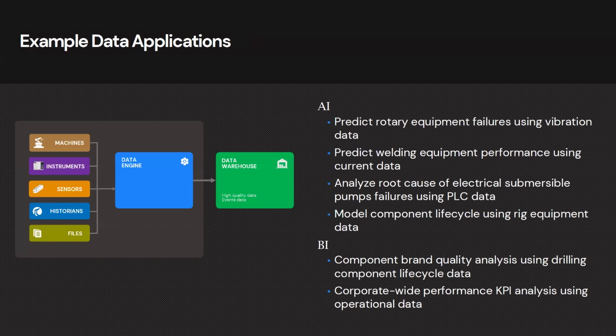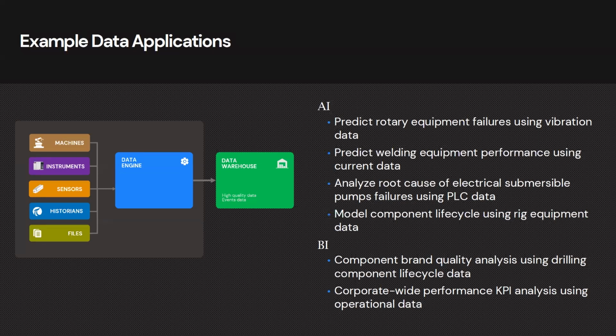So some examples include using vibration data to predict machine failures days or weeks in advance. We're using electric current data to predict welding equipment failures and predict their quality. Sometimes it's not about preventing downtime with predictive maintenance. Sometimes, for example, it's about analyzing the root causes of the equipment design issues so that future designs can be better. And sometimes it's about predicting component life cycles through the entire life cycle, not just close to the time of failure.